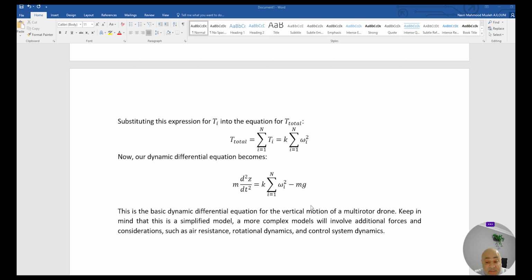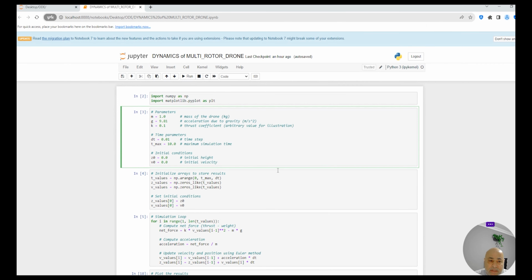Now, in my previous video, I showed you how to solve a second order differential equation. In this video, I am not just going to use a library, which is the ODE, but I am also going to use Python and Euler methods to solve this equation. So let's not waste any more time. Let's dive into my Jupyter notebook and see how we can actually do that.